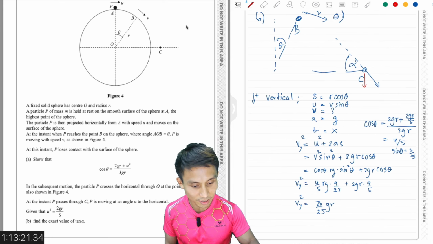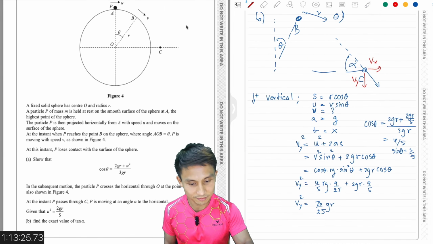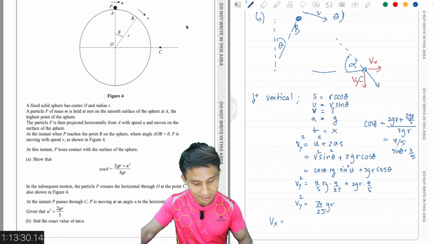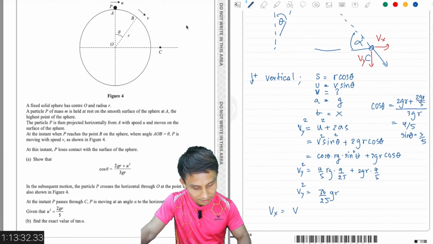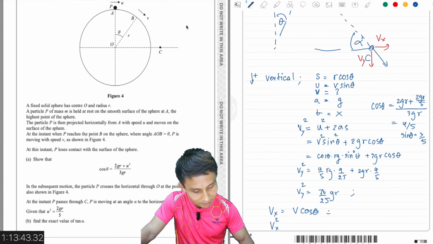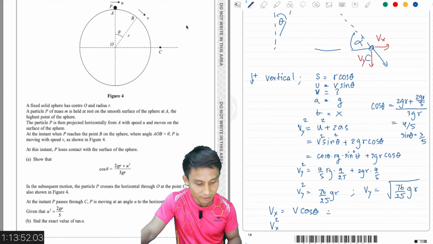Now Vx doesn't change, right? So Vx at that point is the same as V cos theta. Wait, why am I doing this? I want to find tan, so let me get Vy. That's going to be the square root of 76 over 25 gr.